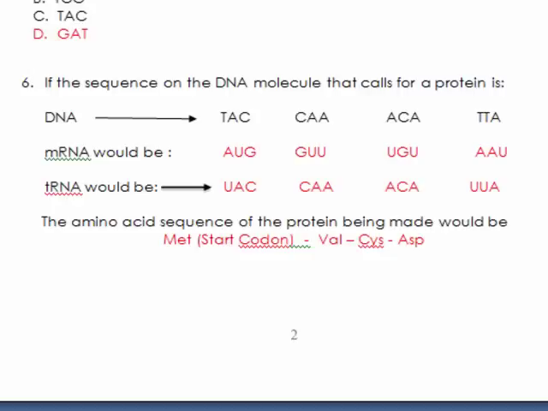The amino acid sequence of the protein being made would be MET, VAL, CYS, and ASP. Remember how we read the codon chart during the PowerPoint presentation, using the first base, second base, and third base, and determining where all the bases intersect. That would give us the amino acids for that particular messenger RNA codon.